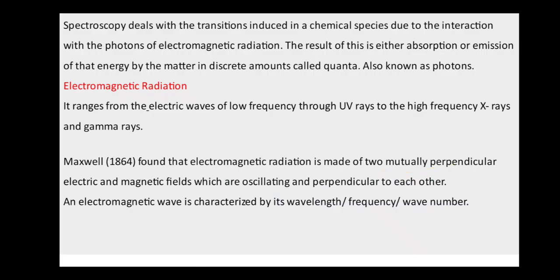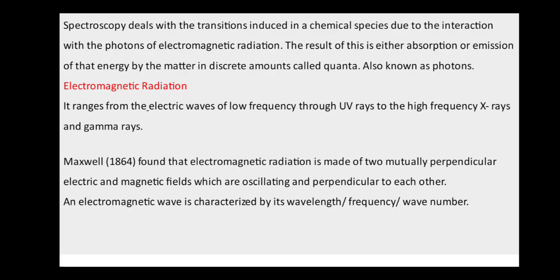Spectroscopy deals with the transitions induced in a chemical species due to the interaction with the photons of the electromagnetic radiation. The result of this is either absorption or emission of that energy by the matter in discrete amounts called quanta or photons. Electromagnetic radiations range from the radio waves of low frequency through the UV rays to the high frequencies, X-rays and gamma rays.